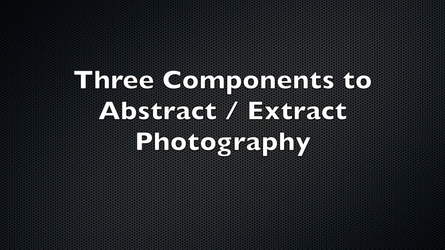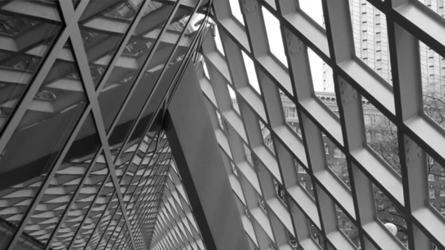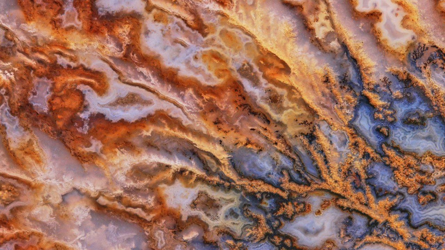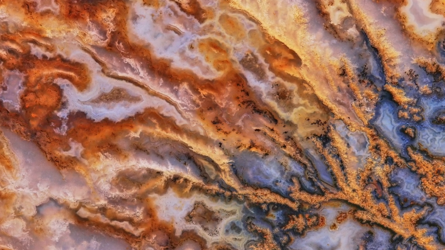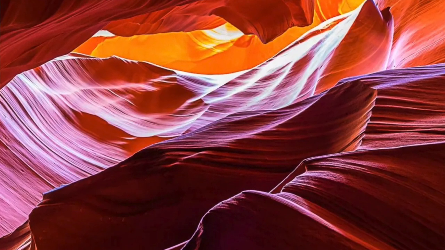Now, there are 3 components to abstract or extract photography that I want to cover. They are form, color, and texture. Form is the graphic structure of the photograph, and color doesn't have to be chromatic color. It can be shades of black and white. It can only be 2 colors. It can be the use of 1 color on a monochromatic background, but it is clever use of color. And the other one I think that's really, really important is texture, and that's where you'll be doing photographs that people just won't know where they came from in the extract portion of the assignment.